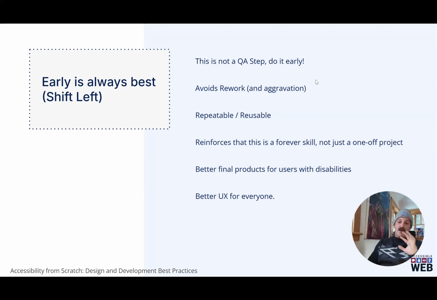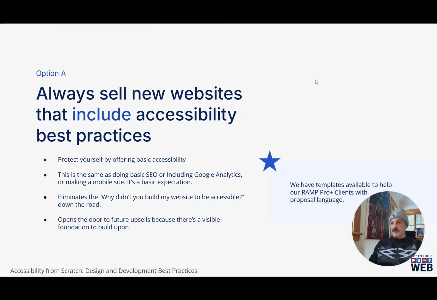And in the same vein, better accessibility means better UX for everyone. So this is just a way to improve the website. It's not just for people with disabilities. By following WCAG and being thoughtful as you build, it's going to provide a better experience for every user.